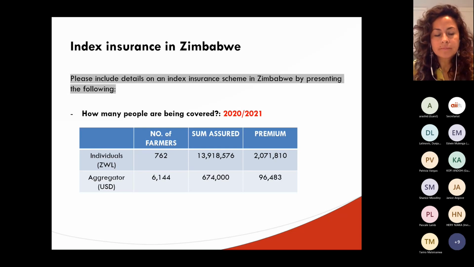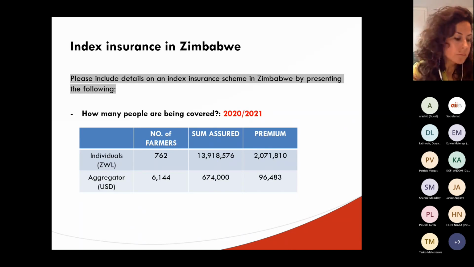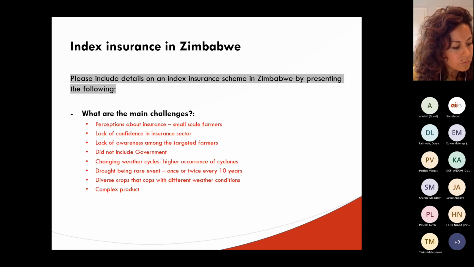And it's covering about 762 farmers. Then from the aggregator distribution platform, it's covering about 6,144. So in terms of aggregator, we are looking at those farmers who are being subsidized by your NGO and so on. They are put together, and then they are provided with inputs and also with this sort of insurance coverage. Then, what are the main challenges?